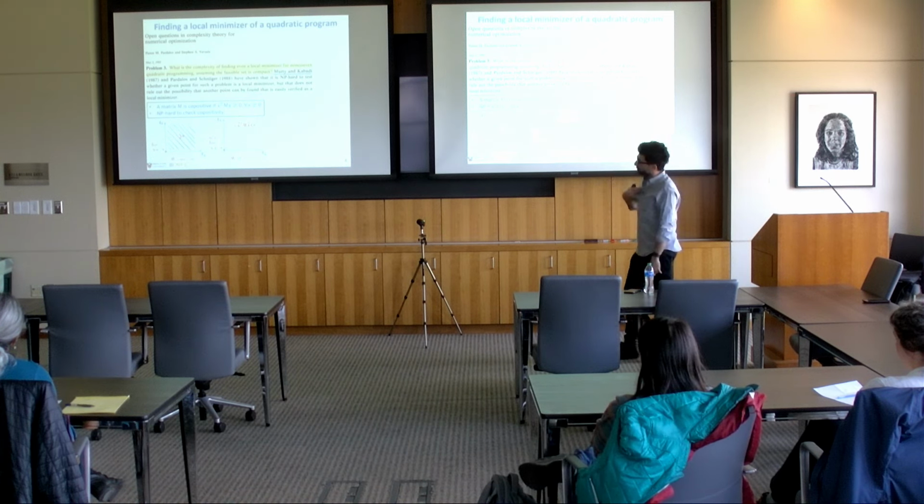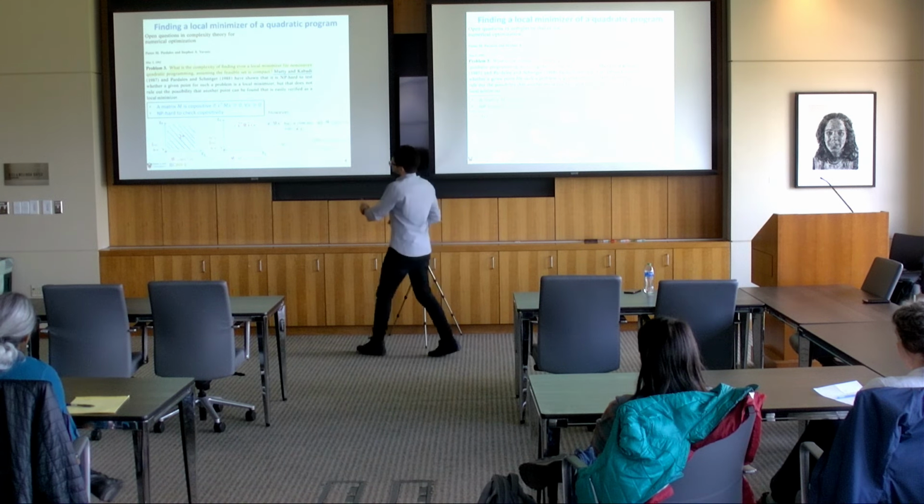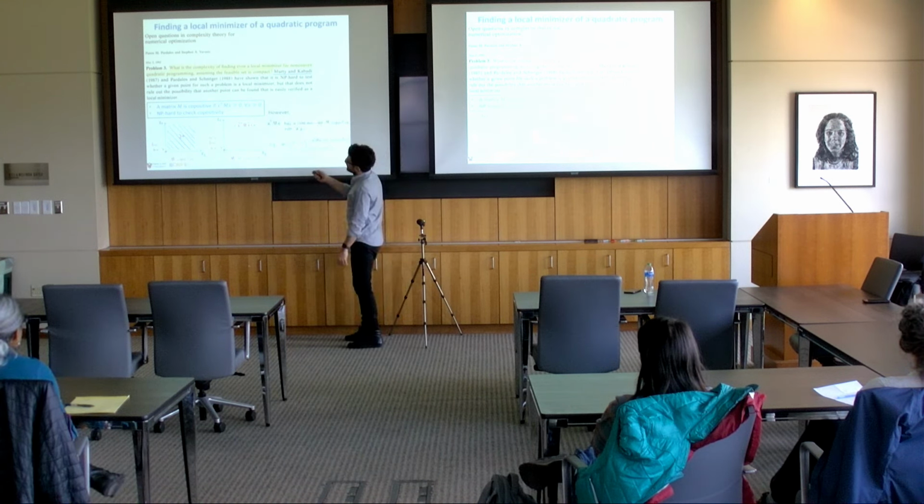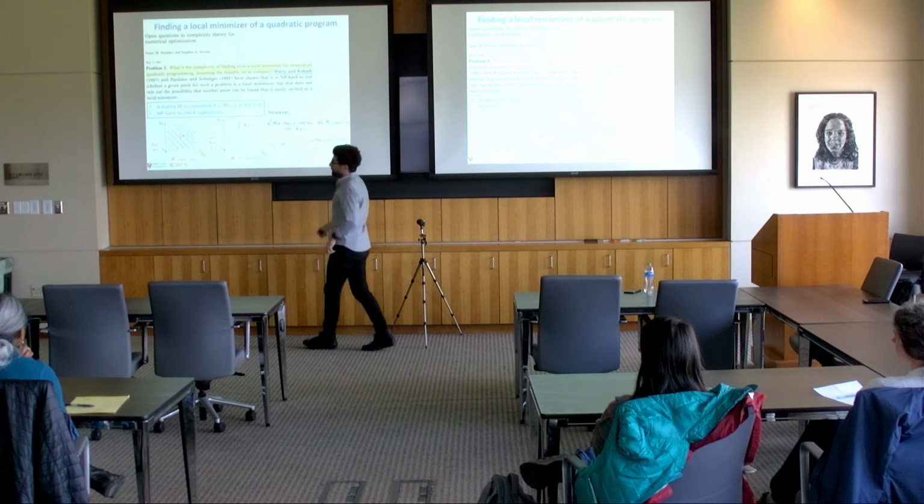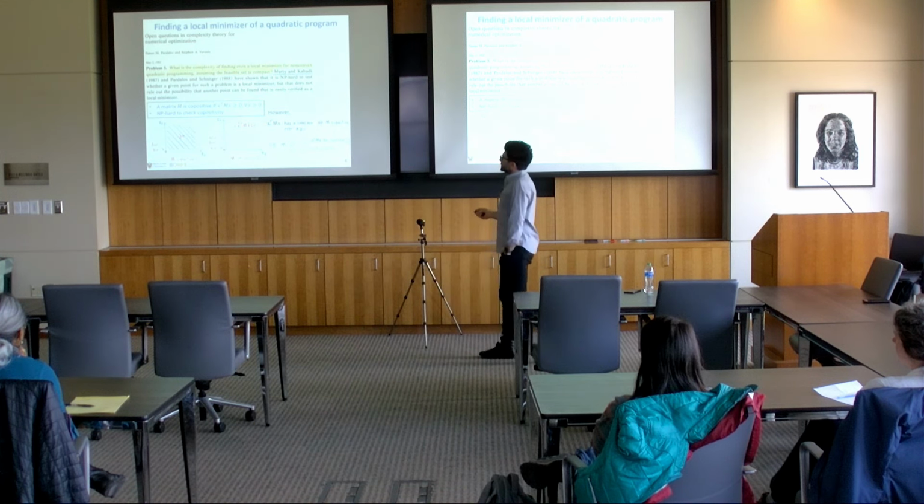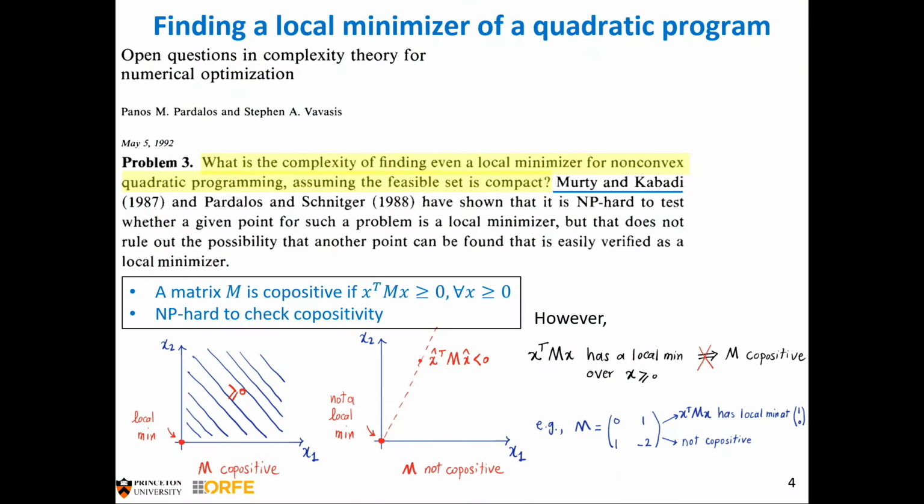But this reduction fails for the problem that I'm interested in. The analogous question would be: is it true that a matrix is copositive if and only if the problem of minimizing a quadratic function over the non-negative orthant has a local min? This fails because it's possible to have non-copositive matrices, such as this one, which is clearly not copositive because of this diagonal entry, but still have local minima. In this case, there is another local minimum that pops up somewhere else, at the point (1, 0). So this reduction fails.